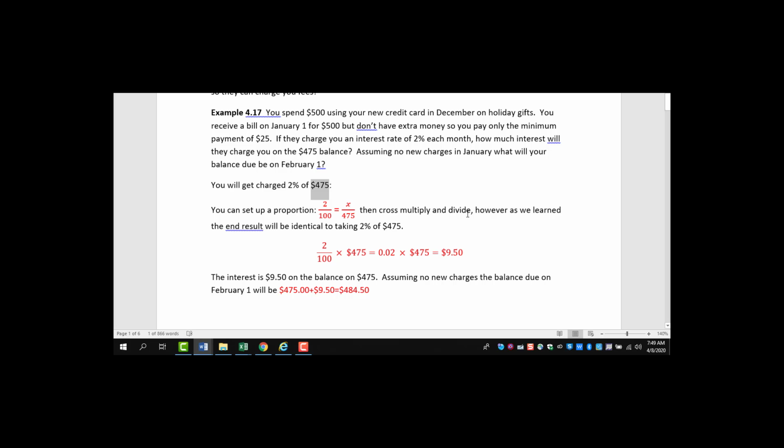And you can cross multiply and divide. However, we learned the end result is identical to taking 2% of $475. So you can do it this way. It's the same thing, which is just $475 divided by 100 times 2, which we've done many a time. And now you can just put this in your calculator, and you'll get an interest of $9.50.